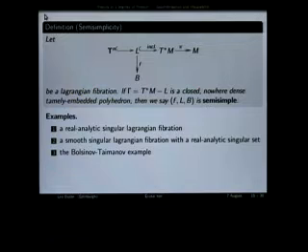So some examples of semi-simple Lagrangian fibrations. Any real analytic singular Lagrangian fibration fits into this. Why is that the case? Well, the singular set is a real analytic set, and it's an old theorem that a real analytic set is a tamely embedded polyhedron. Okay, a smooth singular Lagrangian fibration with a real analytic singular set: well, the Bolsanov and Taimanov example gives us such an example.